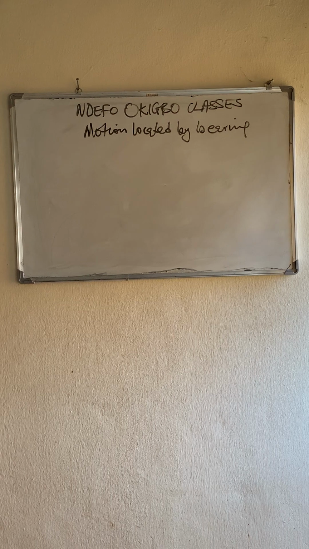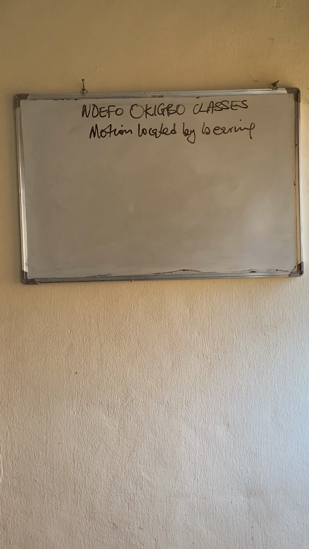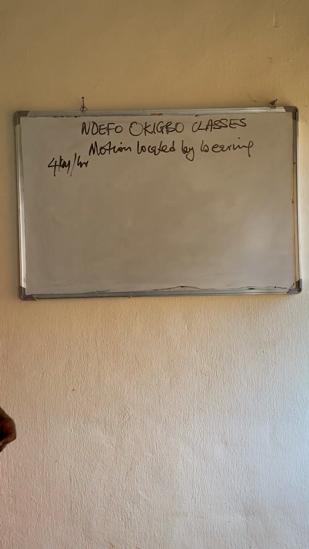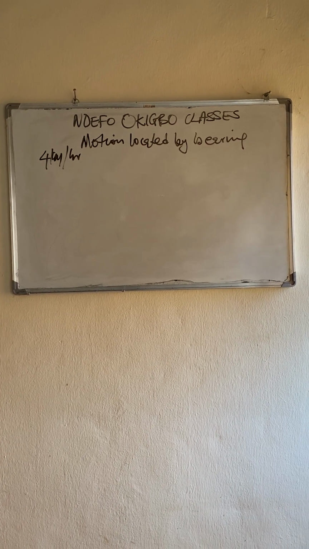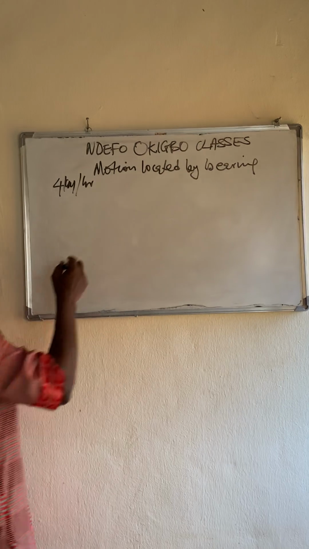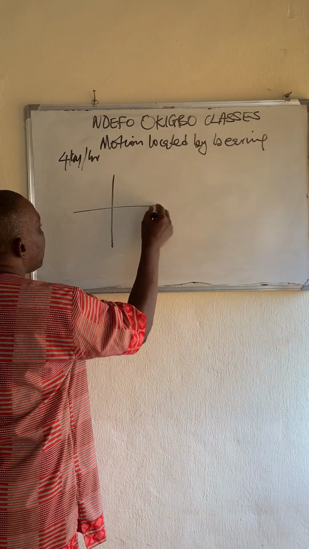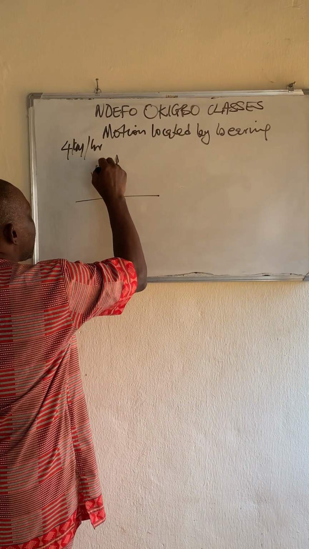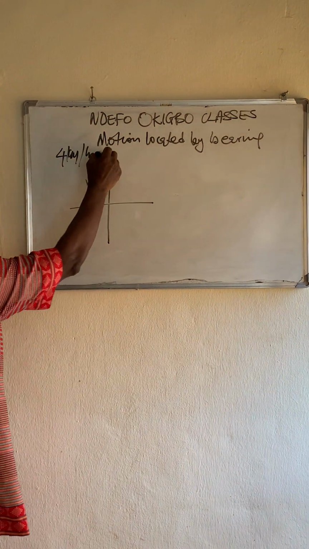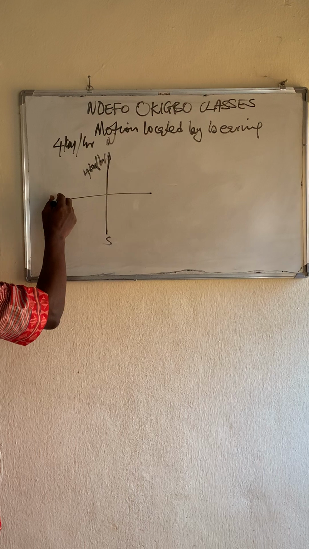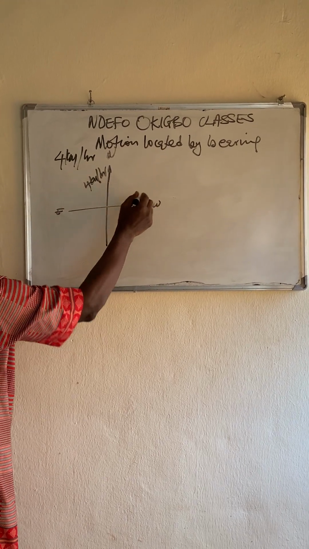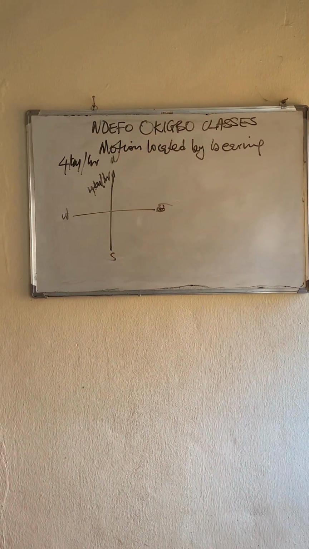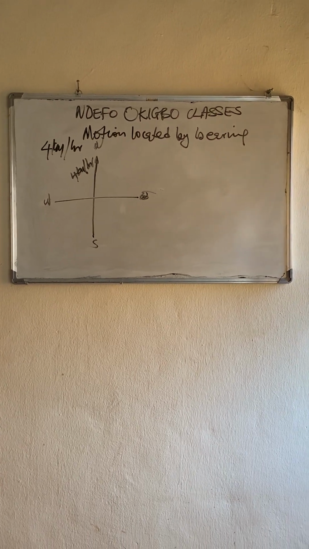A bird is flying at 4 kilometers per hour and heading north. So if I put the cardinal points to locate how the bird is going, the bird is going this way, 4 kilometers per hour, heading north. This is south, this is east, this is west. So the question says that the bird was heading north and encountered the wind.